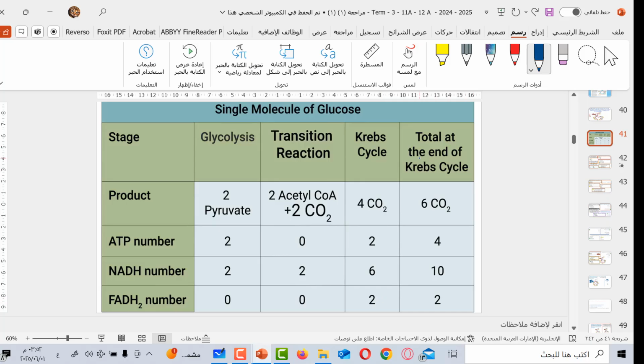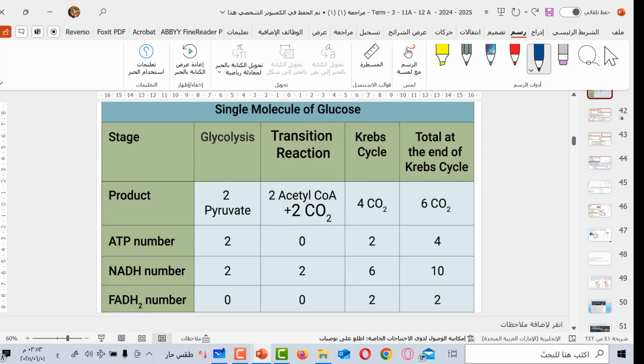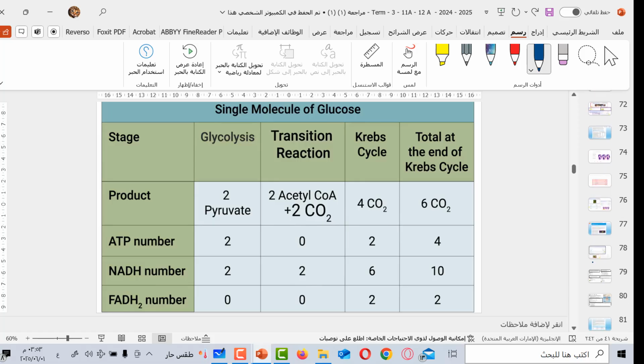The total amount of everything at the end of the Krebs cycle: if we count, CO2 is 6. Here 4 ATP, 10 NADH, and 2 FADH2. Okay, don't forget that, please. Okay, let's go to the next unit.